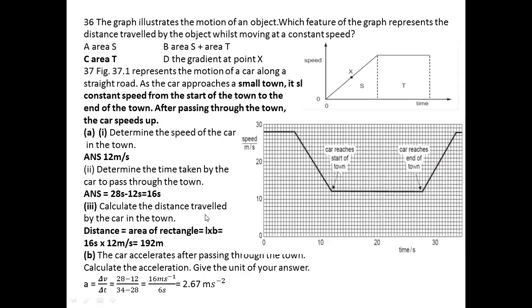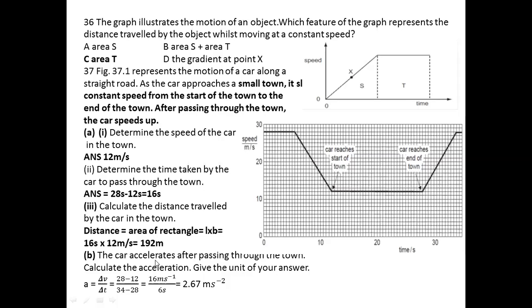Third part, calculate the distance traveled by the car in the town, and that will be equivalent to the area under this horizontal line. What is the shape of the area under the horizontal line? It is a rectangle. So distance is equivalent to the area of the rectangle. Area of rectangle is length into breadth. So length is 16 seconds and breadth is 12 meter per second. Final answer becomes 192 meter.